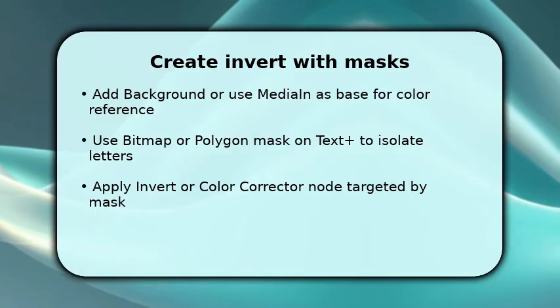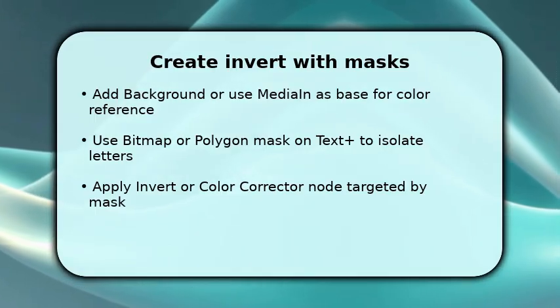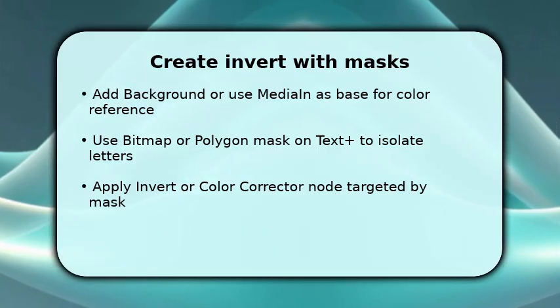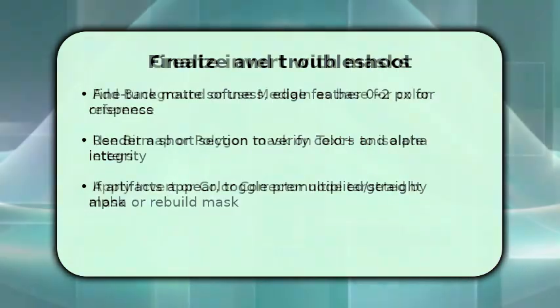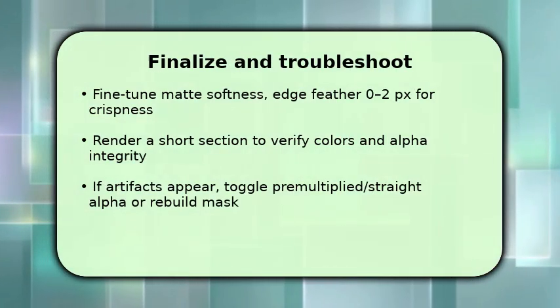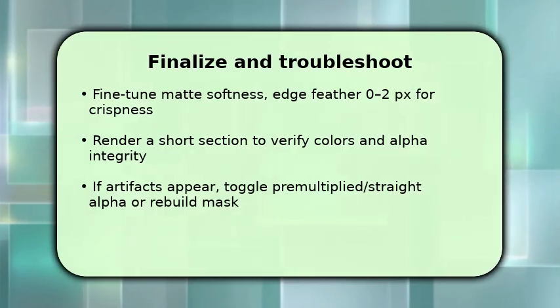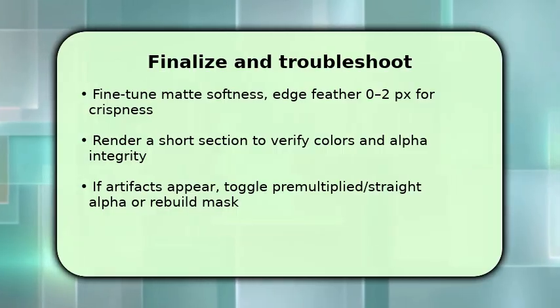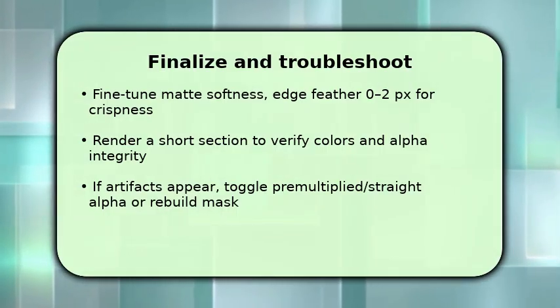Make sure blending mode and alpha behavior are set to normal, so edges remain crisp. Finish by adjusting softness and edge feather to avoid halos. Aim for 0 to 2 pixels for most resolutions, so the inversion looks sharp. Once satisfied, render a short section to confirm the inverted color contrast reads well on different displays.